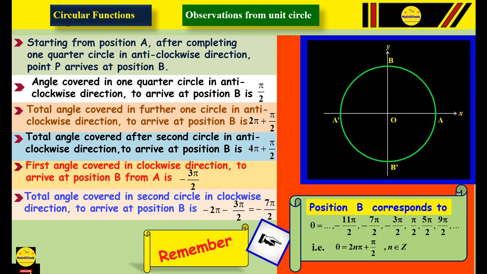This is another way of understanding, or you can actually check all these angles that I have listed here in the statements also. They all fit into this 2n pi plus pi by 2 notation. Okay. So this is how we have considered position B.